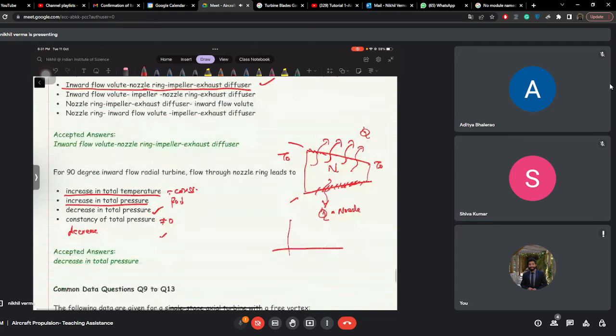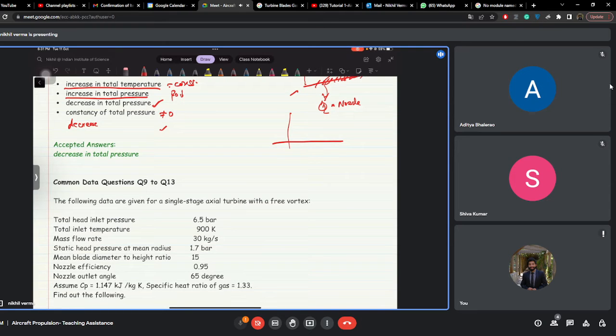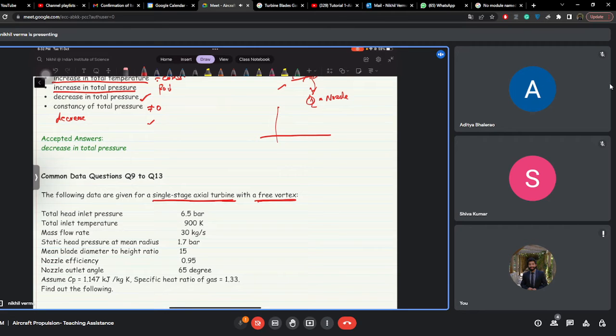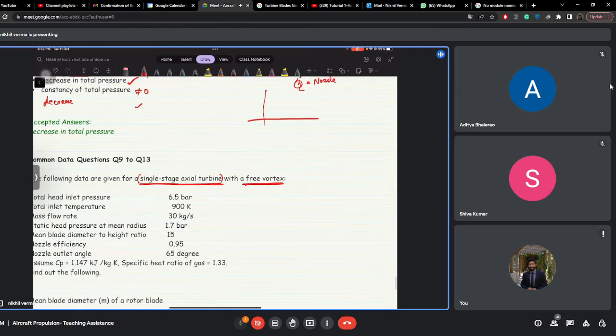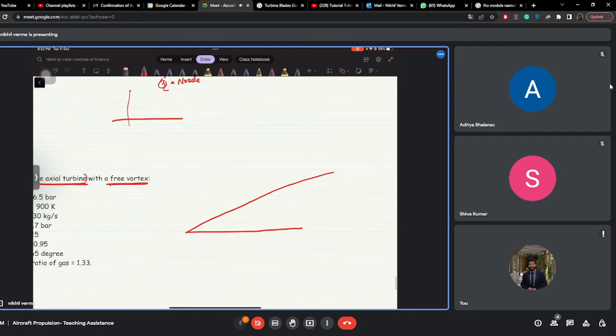Okay, let us look into some numerical problems now. We have a single stage axial turbine with a free vortex. So immediately, what should we have in our mind? Whenever we have a problem related to turbomachinery, the best practice is to make a velocity triangle. And a free vortex is something where the tangential velocity times the radial distance remains constant, right? So let us make a neat diagram.